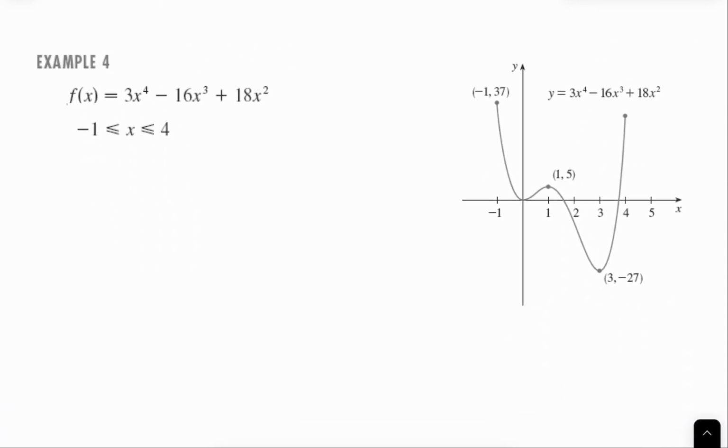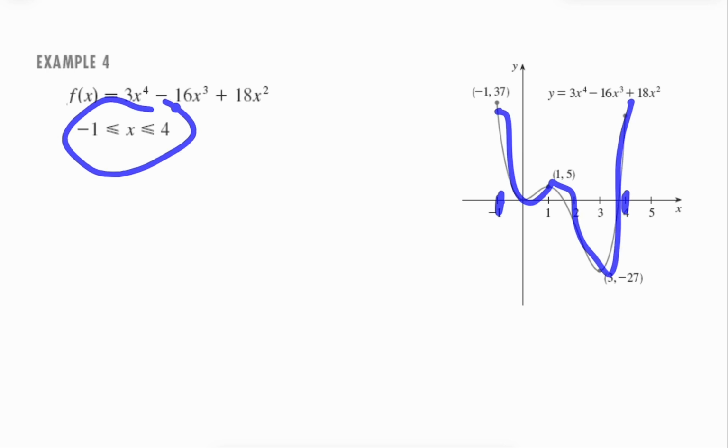But let's look at a polynomial. So we have a polynomial to the right. We've looked at that polynomial. You'll see how they're only looking at the graph from an x value of negative 1 to an x value of 4. They are including the endpoints.